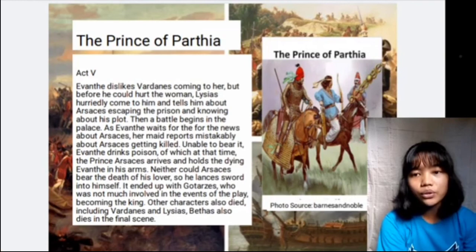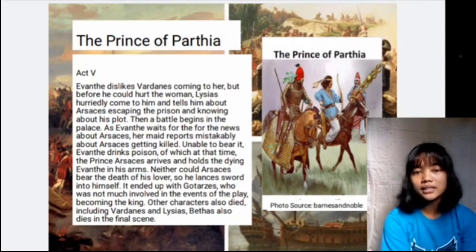It ended up with Gortarses, who was not much involved in the events of the play, becoming the king. Other characters also died, including Vardanes and Lysias. Bethas also dies in the final scene.